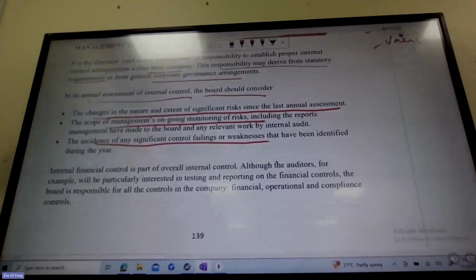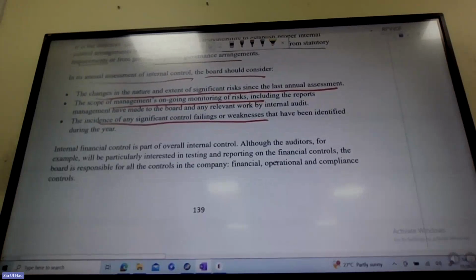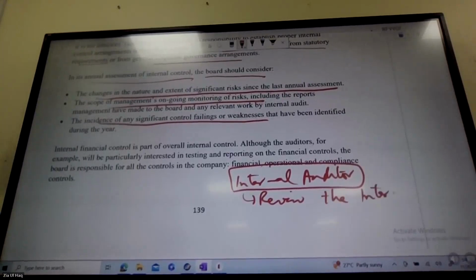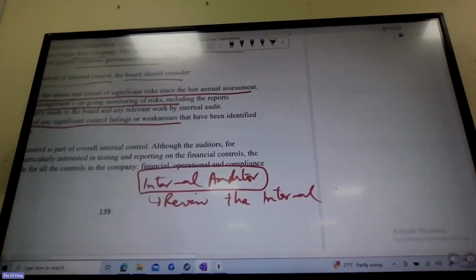And for that, if they are not expert in monitoring the internal control system, they should appoint an internal auditor in the organization. It's not compulsory, but it's better if they appoint an internal auditor, because through the internal auditor, they can implement a good internal control system in the business. Because the internal auditor reviews the internal control system of the organization.